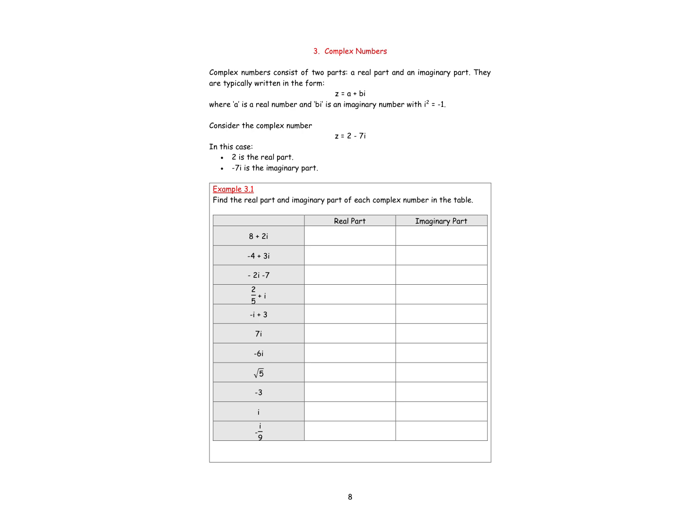In example 3.1, it asks us to find the real part and imaginary part of each complex number in the table. To do this, for the first number we have 8 plus 2i. The real part here is 8 and the imaginary part is 2. For -4 plus 3i, we've -4 for the real part and 3i as the imaginary part.